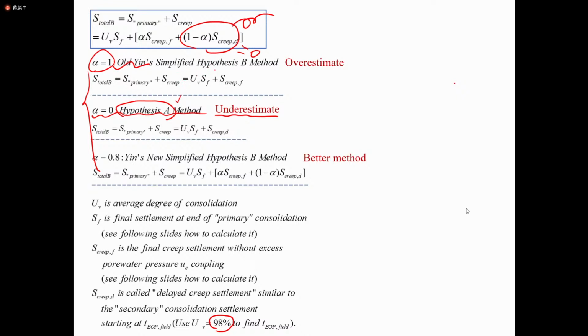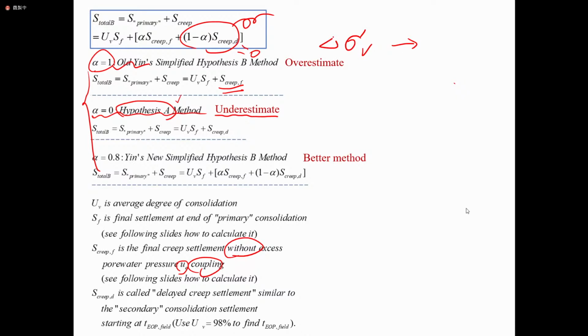So for the old one, S creep final is the final creep settlement without excess pore water pressure UE coupling. Okay, as I discussed with you in the last lecture, the so-called without excess pore water pressure coupling, you can understand in this way: the effective stress is immediately increased to its target value.